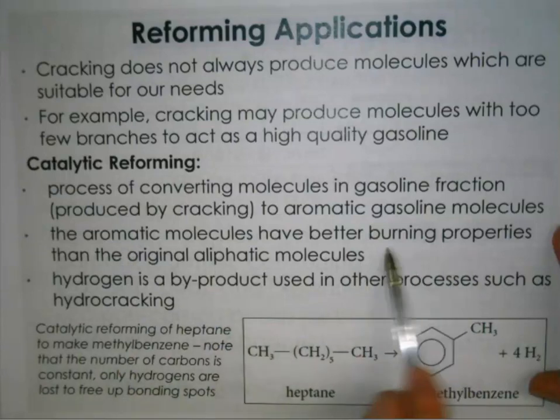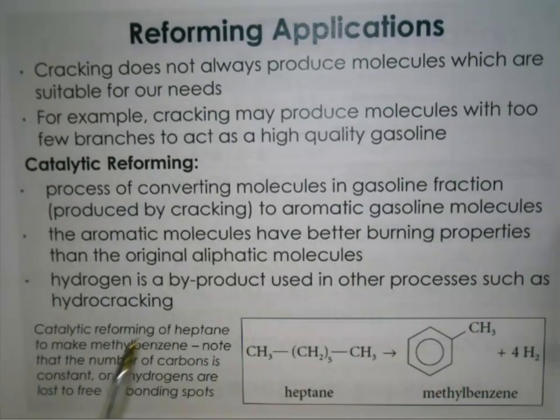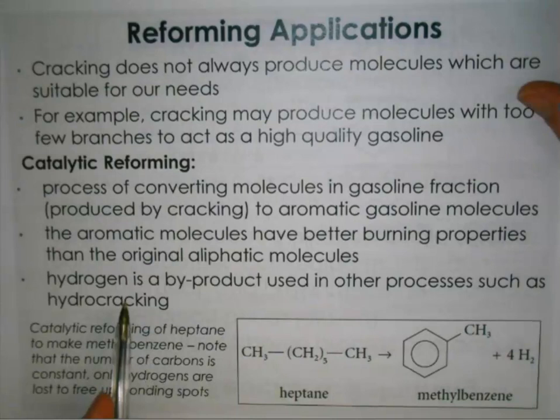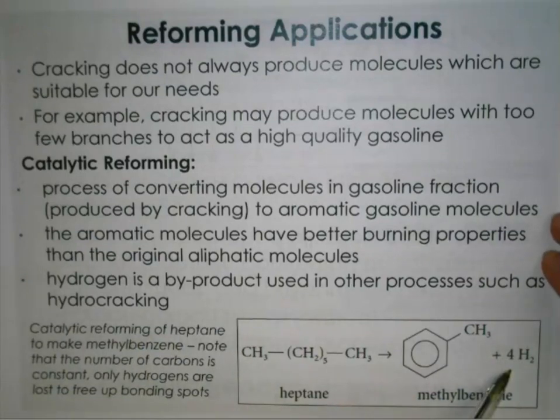So again, like that branching property that I was talking about, aromatic molecules have it as well. Like I said, hydrogen is a byproduct. Something that's useful here is that because hydrogen is a byproduct, it can actually be recycled. The hydrogen that gets produced from this can be recycled, and it can be used for hydrocracking, right?